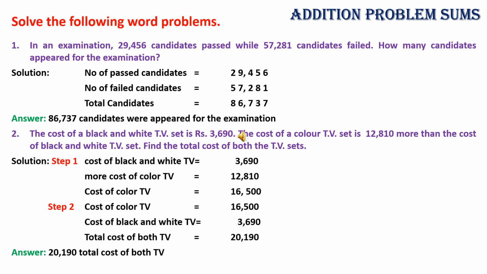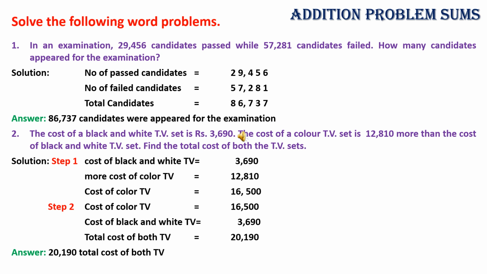Students, these are the word problems. Some questions I have solved and some questions I have given you to do yourself. The first question is, 29,456 candidates passed in first examination and 57,281 candidates failed. How many candidates appeared in the examination?